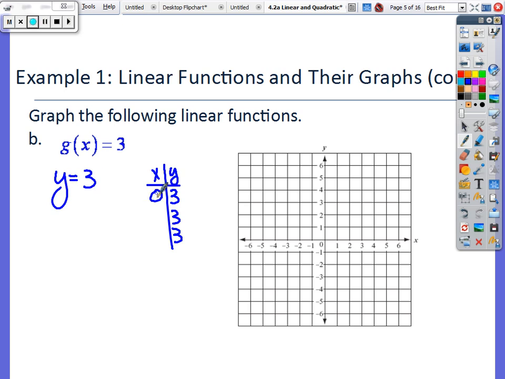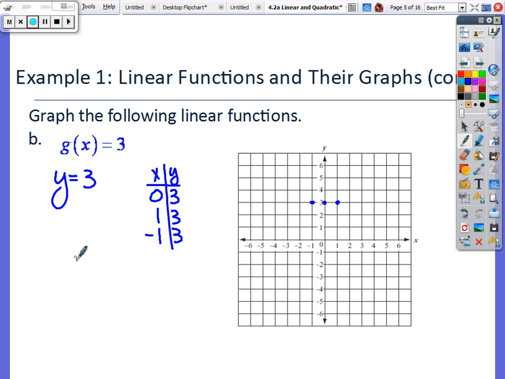And so if x was 0, y is 3. If x was 1, y is 3. If x was -1, y is 3. And if you plot these points, you can really see what the graph's going to look like. -1, 3. 0, 3. 1, 3. And notice what we have are these 3 dots. And so go, okay, I need to connect the dots.